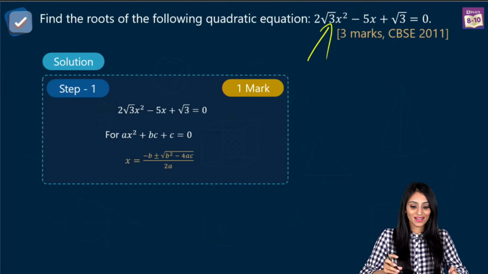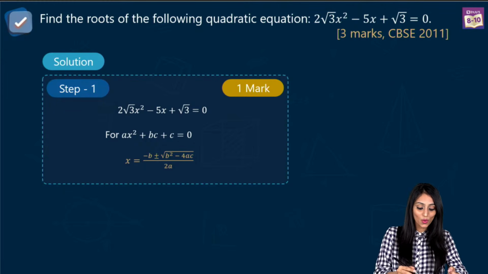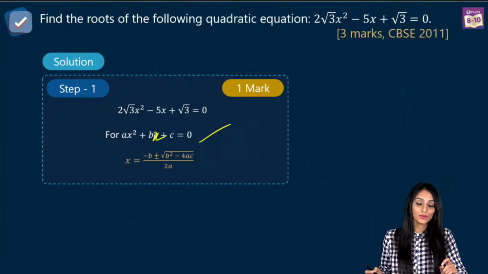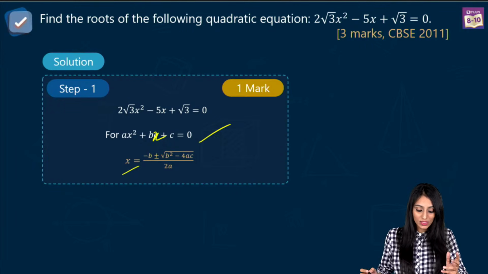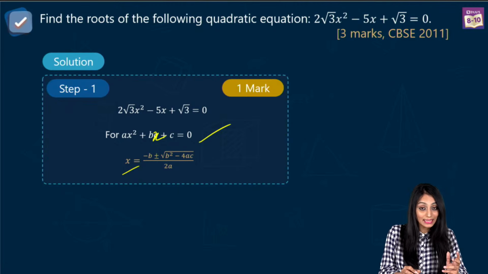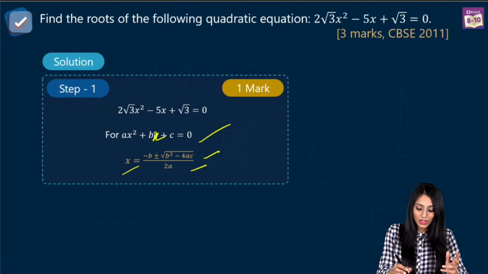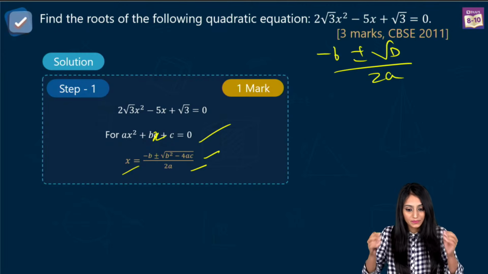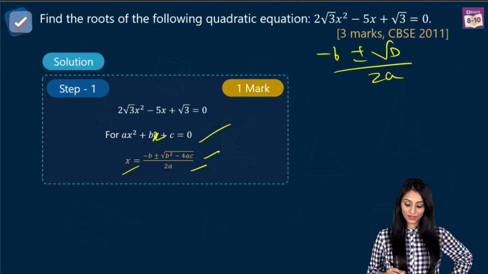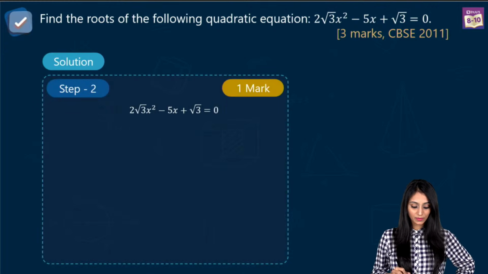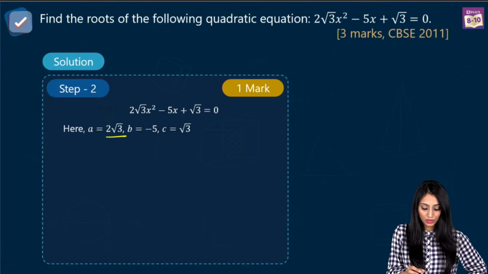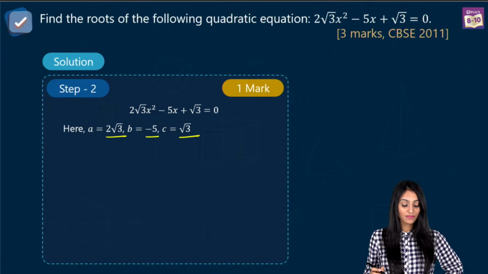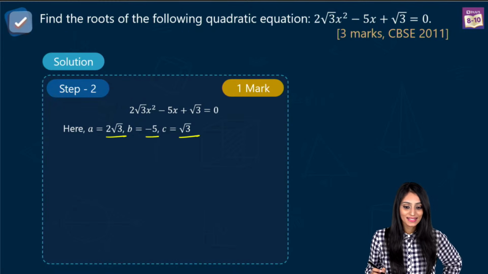Right? All right. So, general form of quadratic equations is ax square plus bx plus c equal to 0. And what are the roots? Minus b plus minus root d, which is b square minus 4ac by 2a. You can use this also. This is also correct. Okay? This is also fine. Alright. So, let's put everything here. This is the equation. What is a here? 2 root 3, b is minus 5 and c is root 3. Yes?